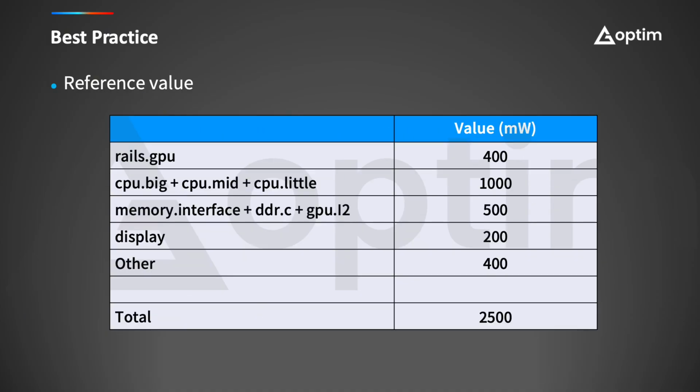Based on a large volume of collected data, we provide the following empirical reference values. These are not strict recommendations, but benchmarks for comparison. GPU power around 400 milliwatts, CPU, 3 cores combined, around 1000 milliwatts, bandwidth-related power within 500 milliwatts, display power preferably below 200 milliwatts, and other components around 400 milliwatts. Keeping total power consumption under 2500 milliwatts is generally a desirable target. Of course, different projects may vary, and these values should be interpreted in the context of actual project requirements.